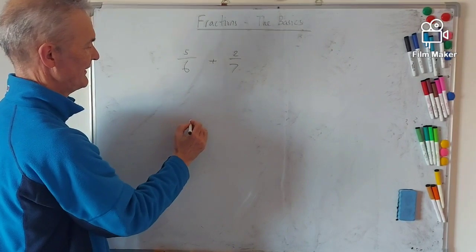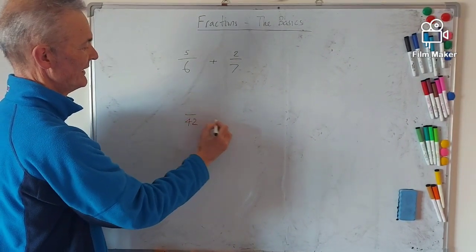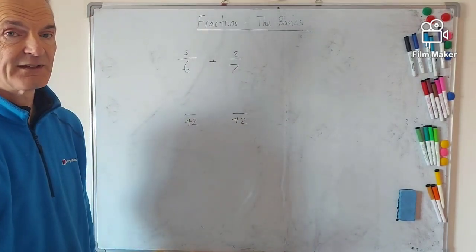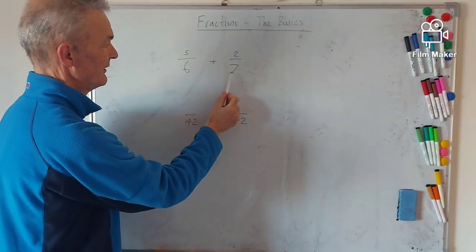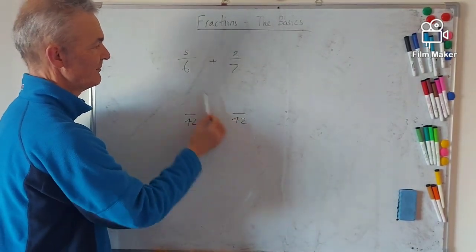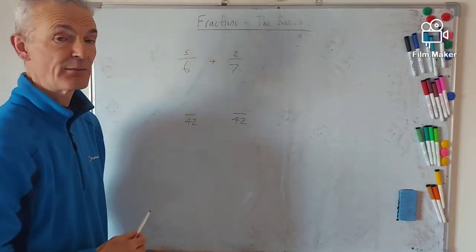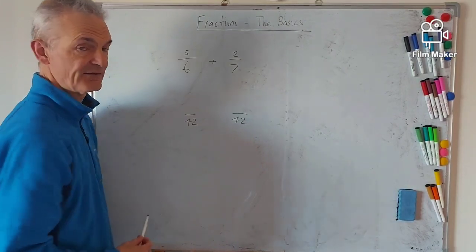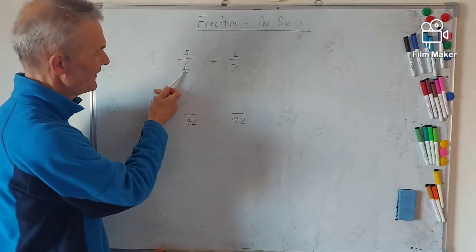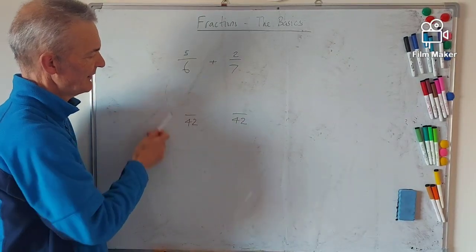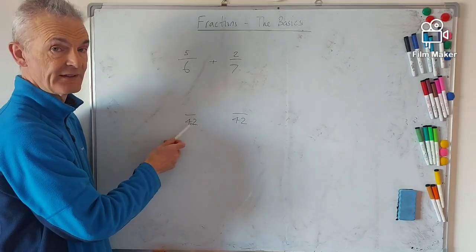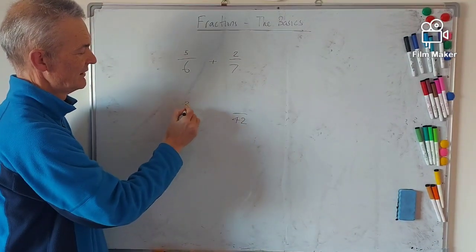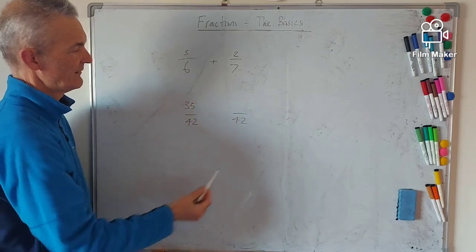So if we multiply those two together, we're going to get 42, and that will be the denominator for this. 6 times 7, 42. We can come up with two equivalent fractions with the denominator of 42. So we've had to multiply this 6 up by 7 to get 42. So we've got to multiply the 5 by 7 as well, and that will give us 35.